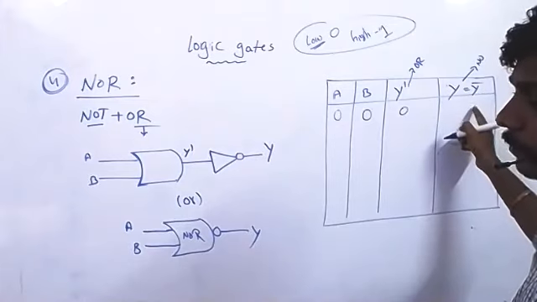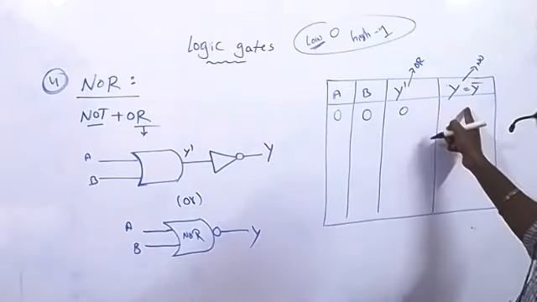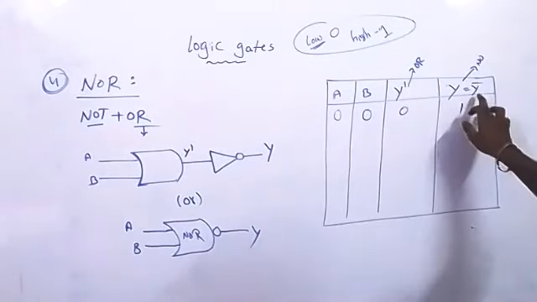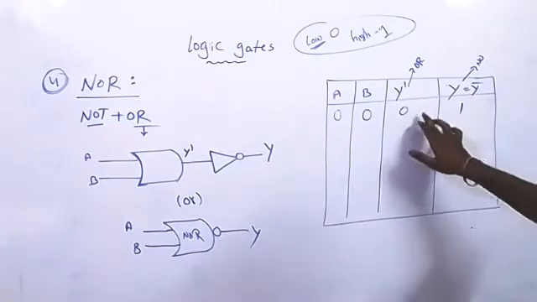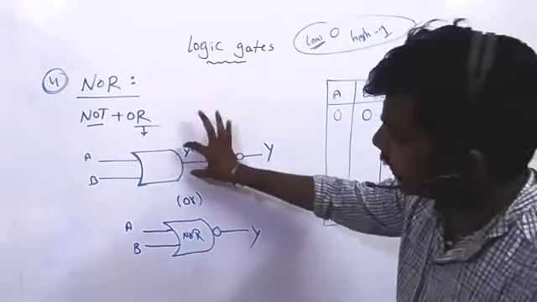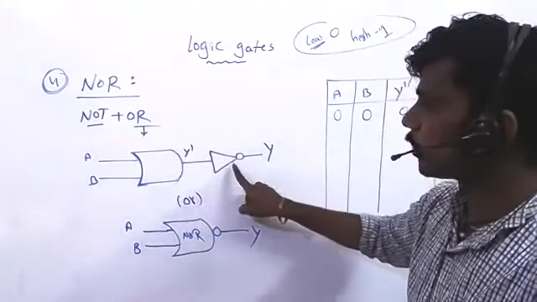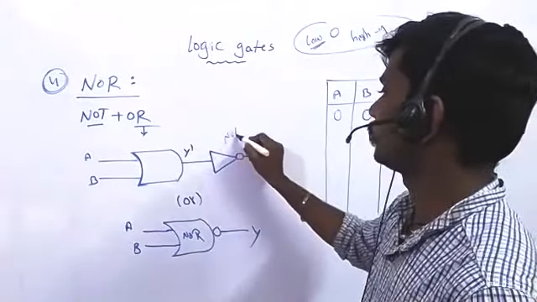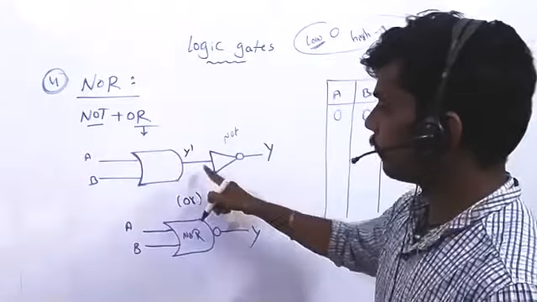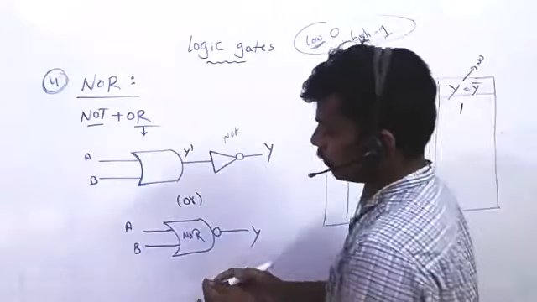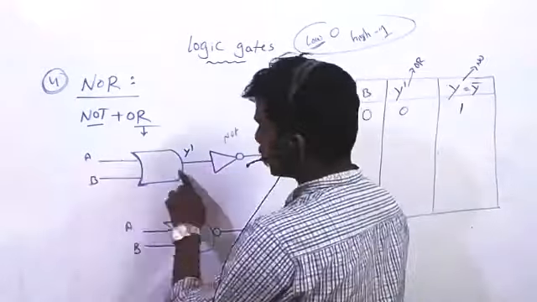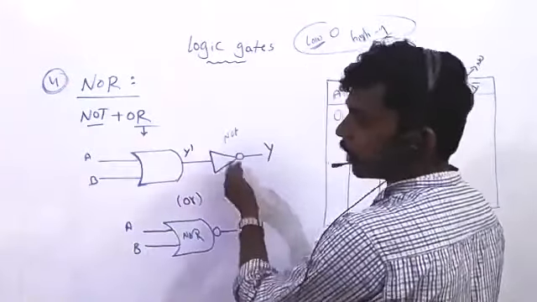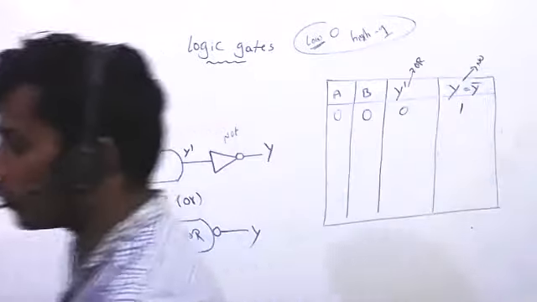Here, high. Look at this. Why? Because it is always opposite. Whatever the result from the OR gate is, that result is the input to this NOT gate. So the NOT gate will give the opposite value.